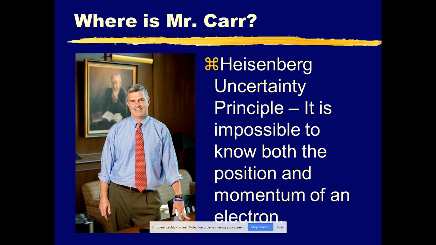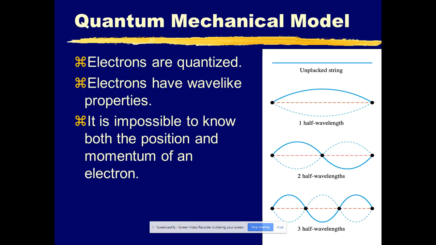And so the consequence is that we will never be able to determine both the location and the momentum of an electron. We can know one, but not the other. The more we know about one, the less we know about the other. And so this leads us into our modern model of the atom, in which electrons are still quantized. So this is an important similarity with Bohr's model, is that electrons are still quantized.